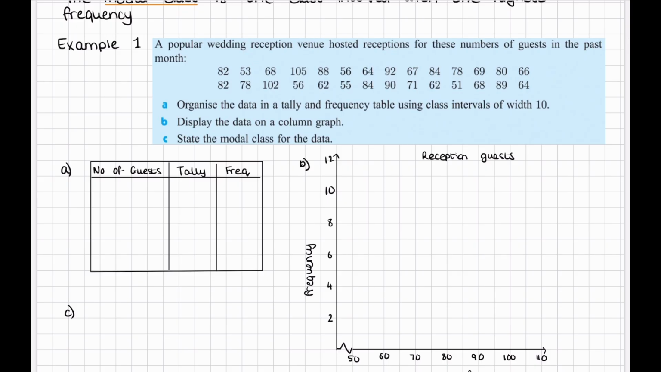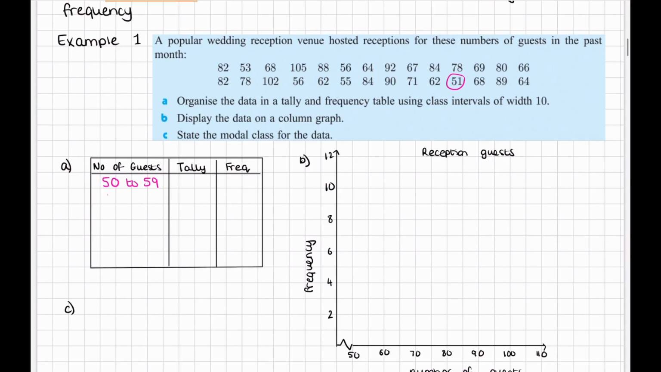Now we're told to give class intervals of width 10. We've got to look at our data and see what our lowest number is. Our lowest number appears to be 51. So the easiest way to do this is probably go between 50 to 59. I don't have decimals here, which is why I need to go to 59 and not 60, because 60 needs to be in the next one, because 50 to 59 is 10 numbers. Then we'll go 60 to 69, 70 to 79, and so on. And we're going to go up to 109 as our largest value is 105.